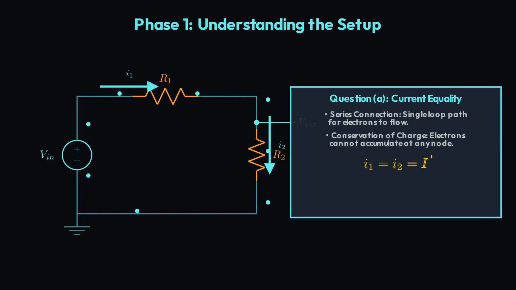According to the principle of conservation of charge, electrons cannot accumulate or disappear at any node in a single path. Therefore, for question A, the current I1 entering resistor R1 must be identical to the current I2 entering resistor R2. Thus, I1 equals I2, which we define as total current I.